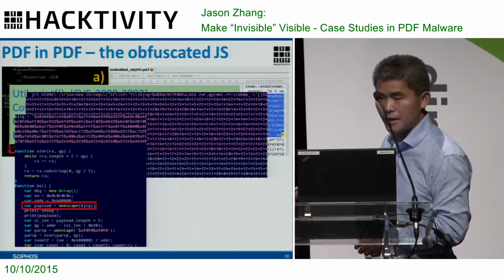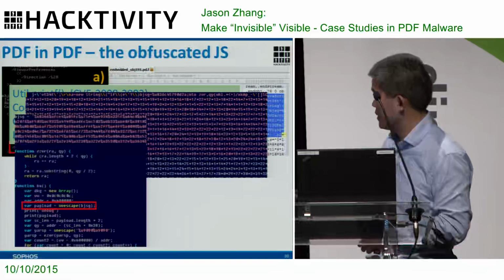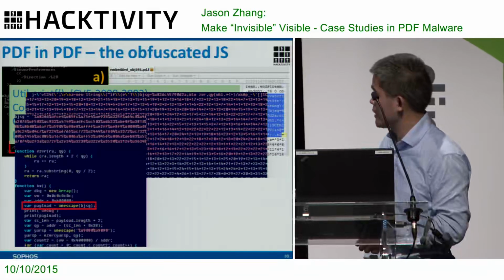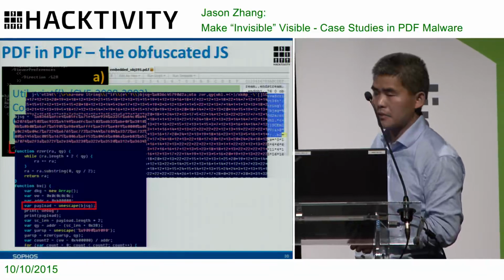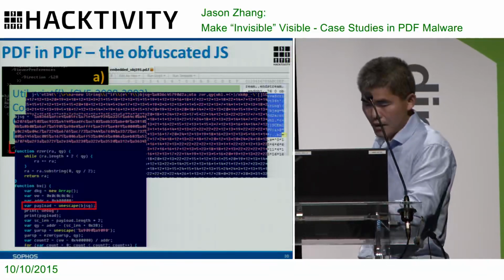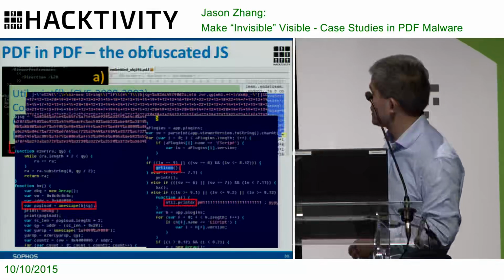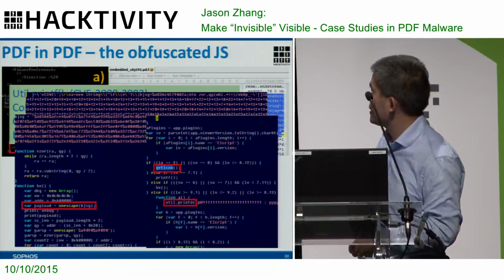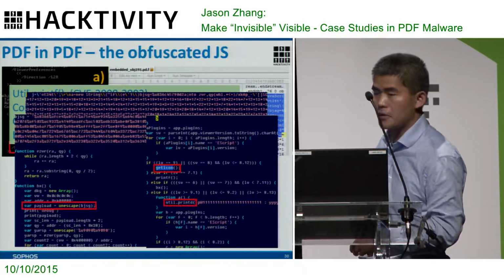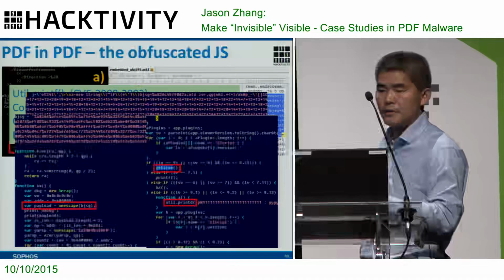You use the unescape to decode the shellcode and assign it to a payload variable. So this is the dodgy stuff we're going to look at later. In the second part of this JavaScript, we can see that it will check the version of the PDF reader, and then depending on the version, it will call some specific function which is related to the vulnerability.